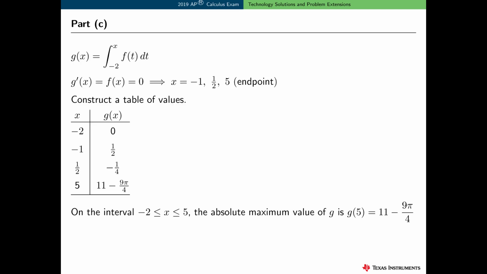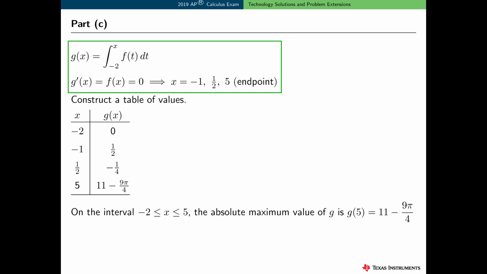I'll solve part C using the method shown in the scoring guidelines by using a table of values. First, take the derivative of the function g using the fundamental theorem of calculus. Set this expression equal to 0.